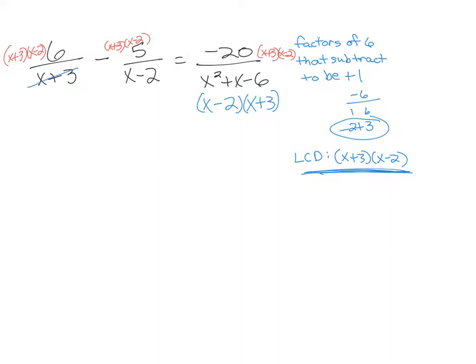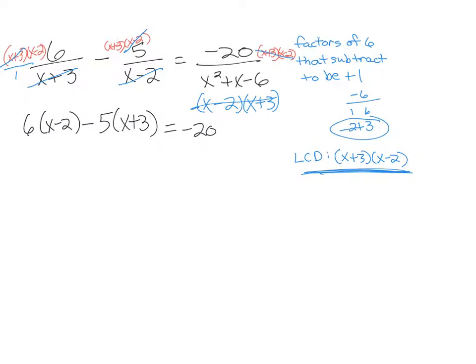Now, x plus 3 cancels x plus 3. Remember, this is over 1, right? x minus 2 on the bottom, x minus 2 on the top. Both of these cancel both of these, and I'm ready to go. I have a 6 and an x minus 2 left over. I have a minus sign, a 5, and an x plus 3 left over. I have an equal sign, a negative 20, and nothing left over.